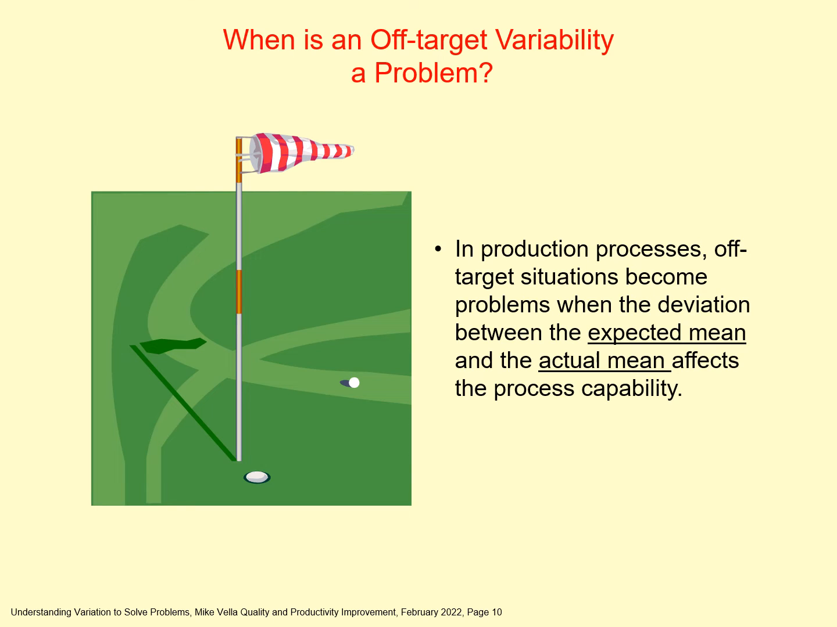So when is off-target variability a problem? Well, in production processes, off-target situations become problems when the deviation exists between the expected mean and the actual mean, which clearly will affect process capability. Expected versus actual, we'll get to that next.